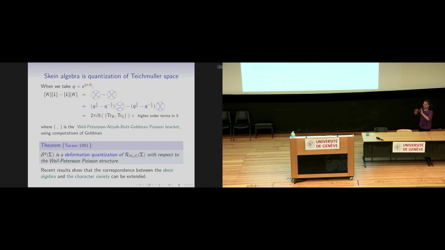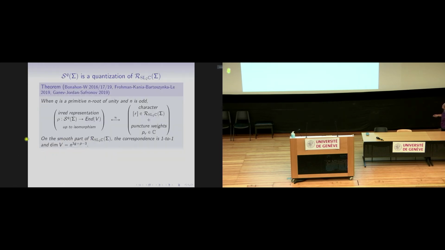Actually, this idea that the Skein algebra is a non-commutative deformation of the SL2C character variety, we know a lot more now. There's a theorem that was just proved by Frohman, Kania-Bartoszynska, and Lê, and also by Ganev, Jordan, and Safronov, that says that if Q is a primitive n-th root of unity, and I think you can do this whether n is even or odd, there's a correspondence between the irreducible representations of the Skein algebra and the character variety. And on a Zariski dense subset of the character variety, this correspondence is 1-to-1.